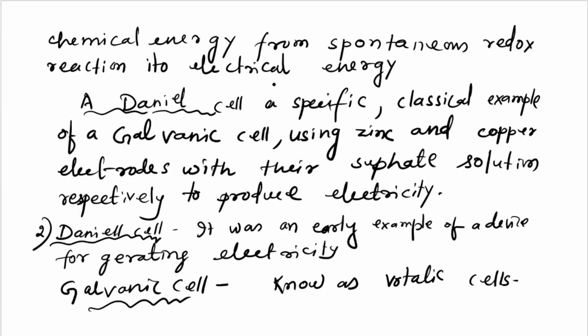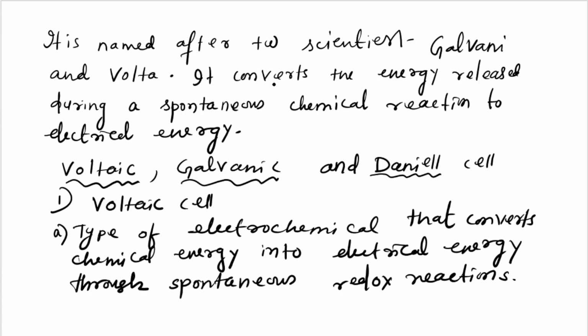Then what is the Daniell cell? It was an earlier example of a device for generating electricity. The Daniell cell was discovered first, so it is a past one, an early example of a device for generating electricity. The galvanic cell is named after the scientists Galvani and Volta.